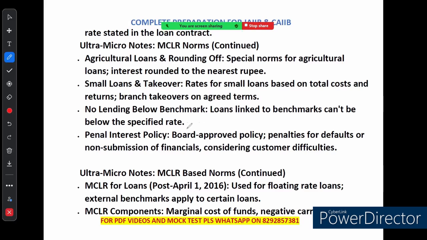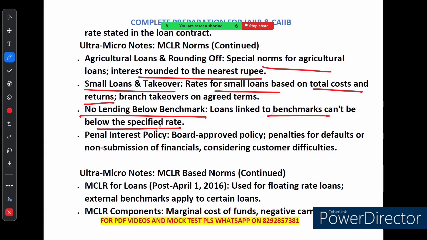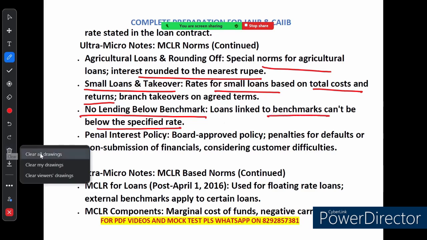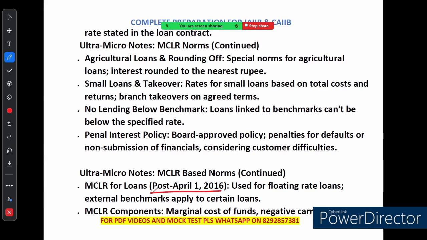So you can see here that in the case of agriculture loans, there are special norms: interest is rounded to the nearest rupee. For small loans, the takeover rate is based on total cost and return. No lending below benchmark, so a loan linked to a benchmark can't be below the specified rate. Obviously these are the specific rates. Now MCLR, post April 1st 2016, is used for floating rate loans. An external benchmark is applied to certain loans.